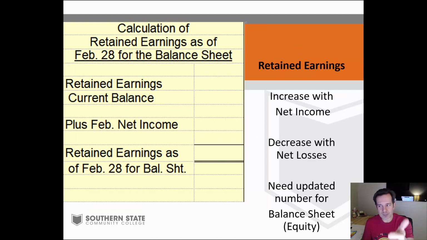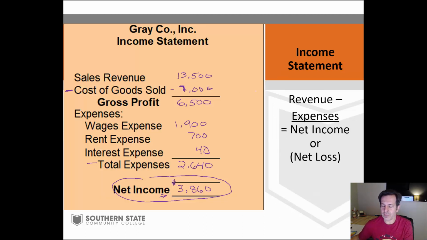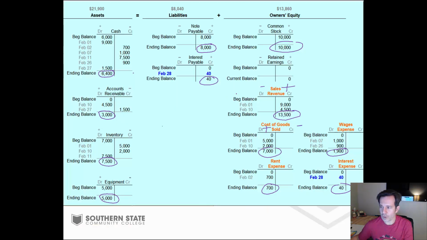So we did the income statement. The next step is to figure out retained earnings and how retained earnings went up or down during the period. All right, we said retained earnings is the earnings and profit that we have retained. So we're going to add our income to retained earnings. So this is how we calculate that. Calculation of retained earnings as of February 28th for the balance sheet. All right. This isn't a financial statement. It's just a calculation.